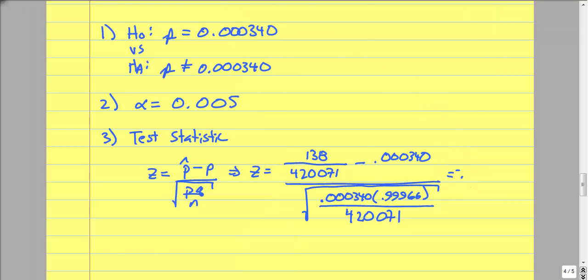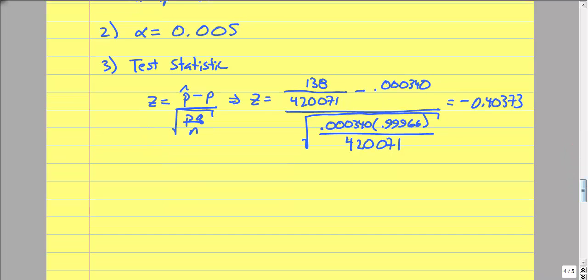Negative, better make sure that negative is easy to see. Negative 0.40373. Now if they ask us to round this to 2 places, I would round this to negative 0.40. If they ask me to round this to 3 places, it would be negative 0.404. If they ask me to round it to 4 places, you kind of get the idea. So you have to look at the directions in your MyMathLab to see how they want it rounded. So that is my test statistic.